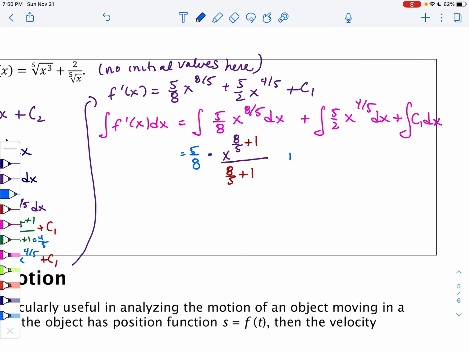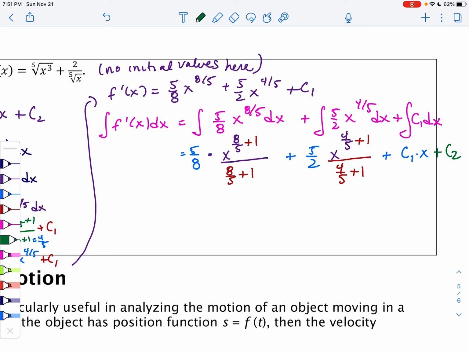Plus, we have 5/2, and we are going to add 1 to the exponent, and we're going to divide by that exponent. The antiderivative of a constant is going to be that constant times x, because what's the derivative of c sub 1 times x? It's just going to be c sub 1. But we now don't want to forget to add our plus c2, our second arbitrary constant.